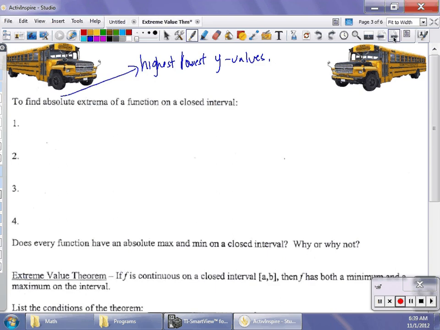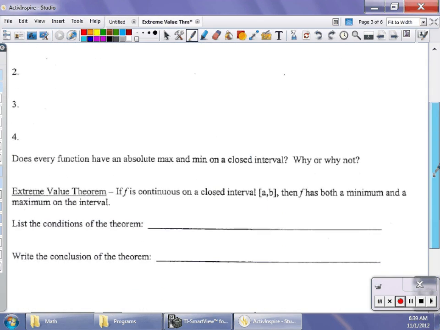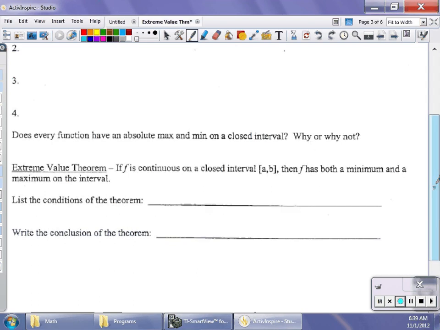And before we write down the steps of finding the local extrema, let's look at the extreme value theorem. The question is, does every function have an absolute maximum and a minimum on a closed interval? Well, the extreme value theorem guarantees that under the following conditions, and the conditions are very important. If f is continuous, condition number 1, on a closed interval, condition number 2, if those two conditions occur, then there is a guarantee. So these are the conditions up front. You got to know the conditions.